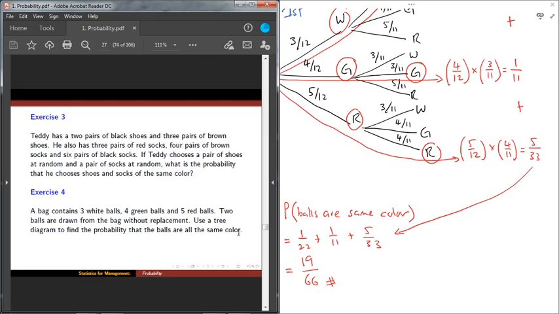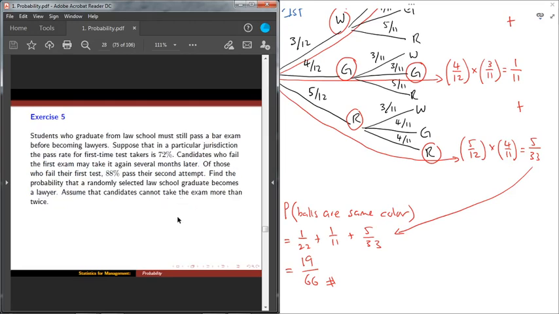Those who have done can go for exercise 5. Exercise 5 is quite interesting and it's easy. Try to do it first.